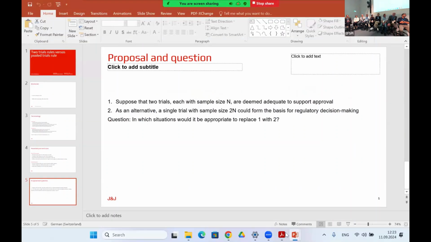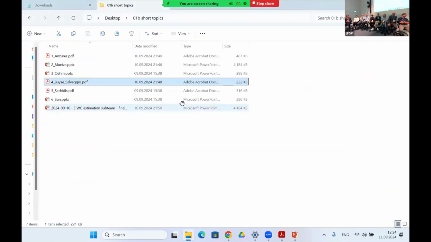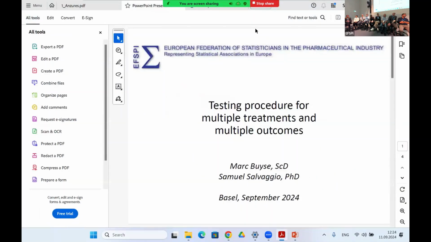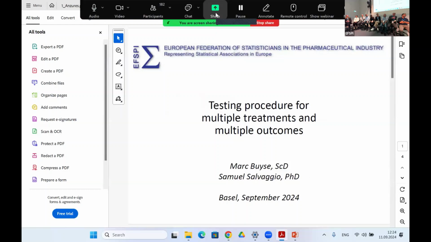Then we move to a second fundamental question on multiplicity and study design. What are we actually trying to answer?